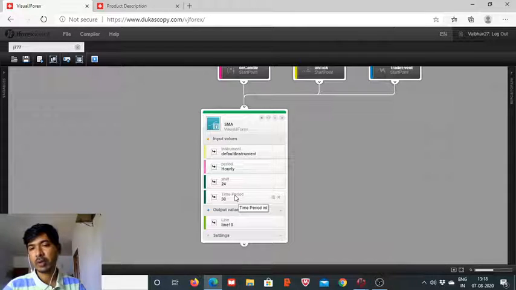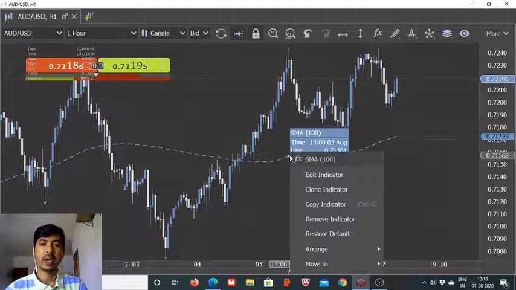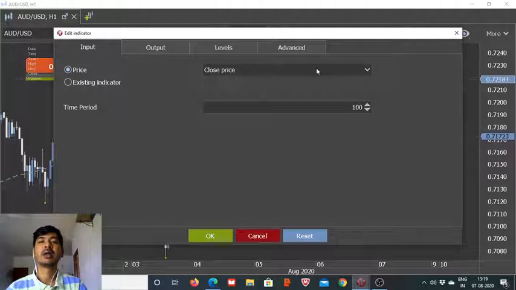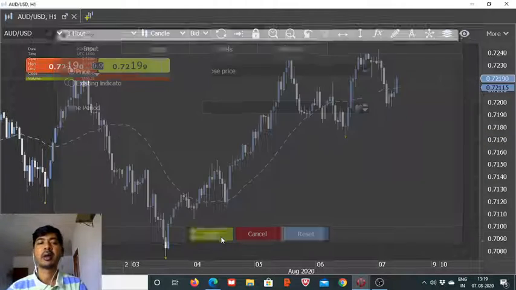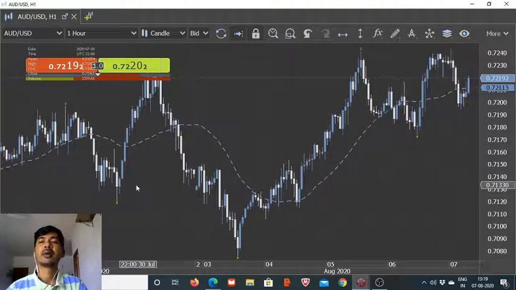And now coming to the time period, this is the 30 SMA. So if we use 30 SMA, then the value will be different. Here we have to match these tool's input values with the chart so that we are easily able to understand. And this is the 30 SMA. You can change the value.